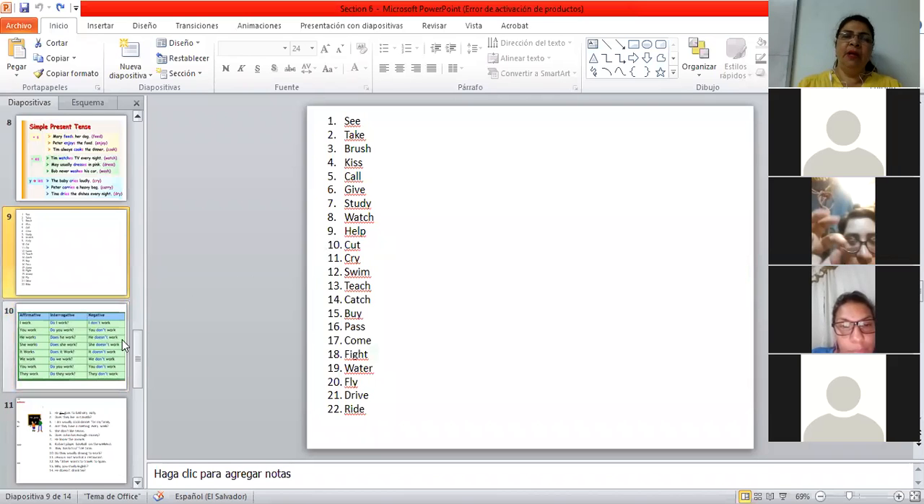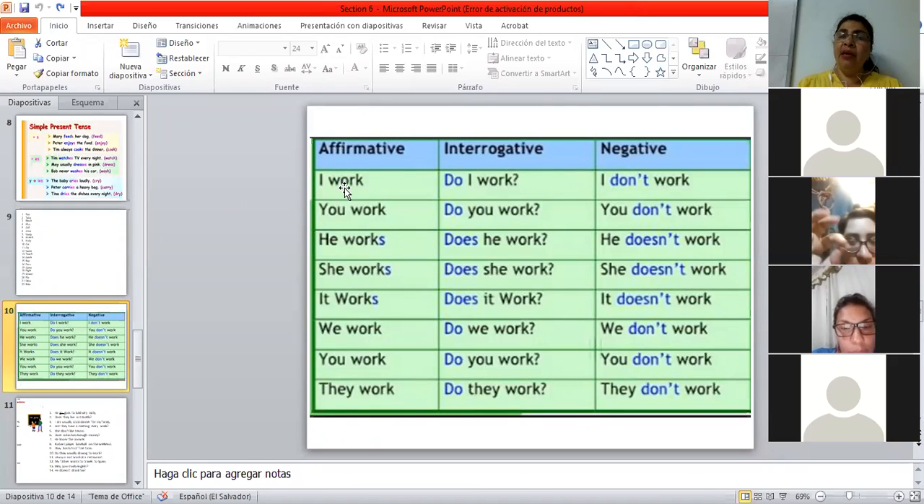So, for example, we have number 9, help. And we go with I help. Negative, I don't help. Interrogative? Do you help? Okay, do you help or do I help? Very good. Now, if we are using she? With the same verb, help. She swims. She swims.